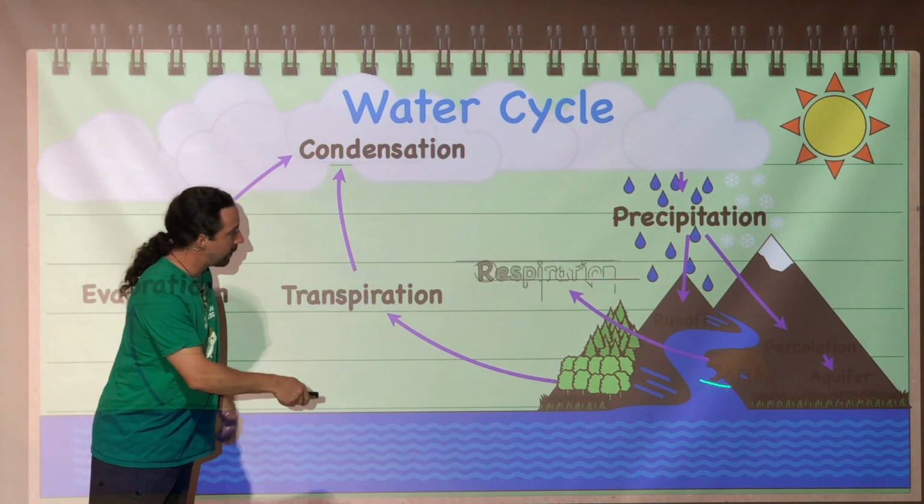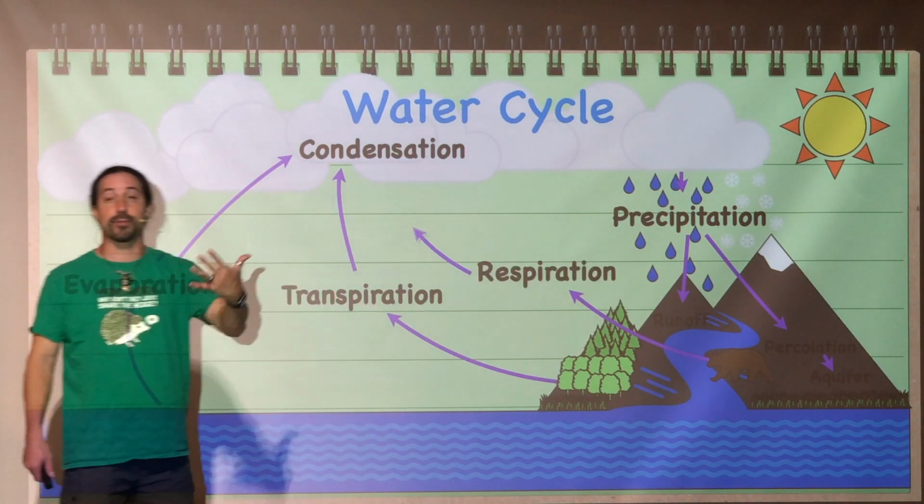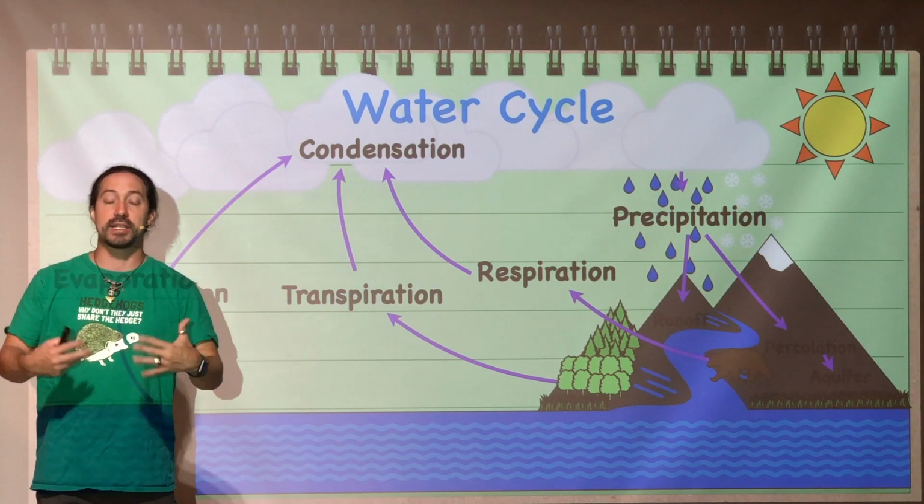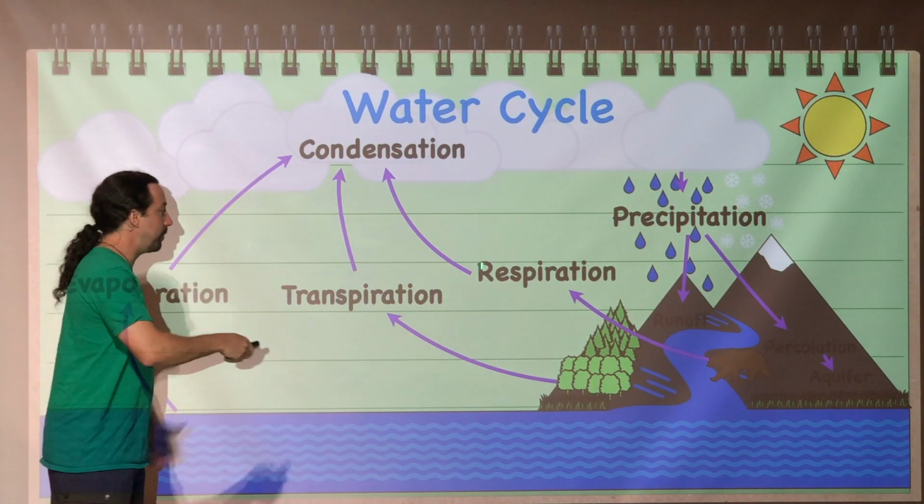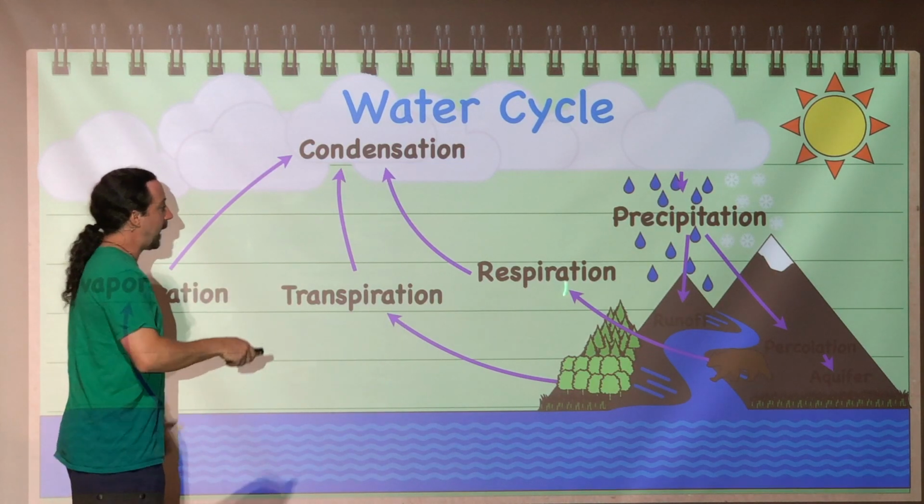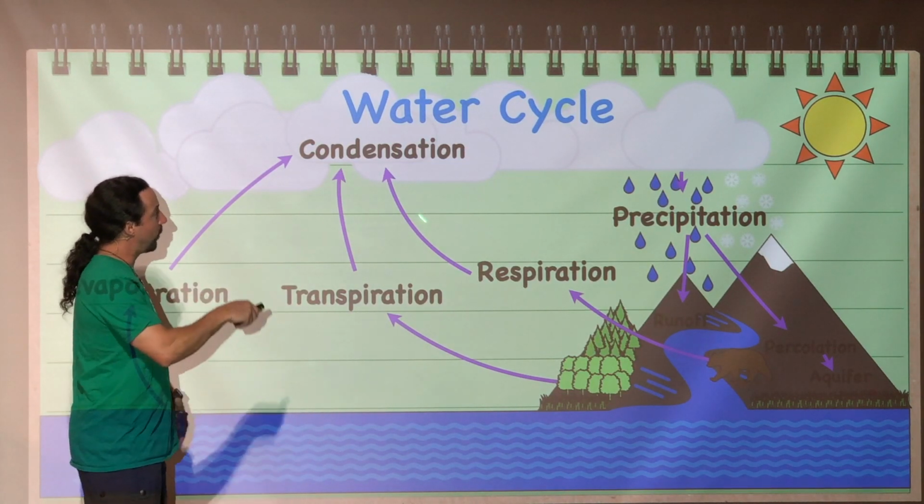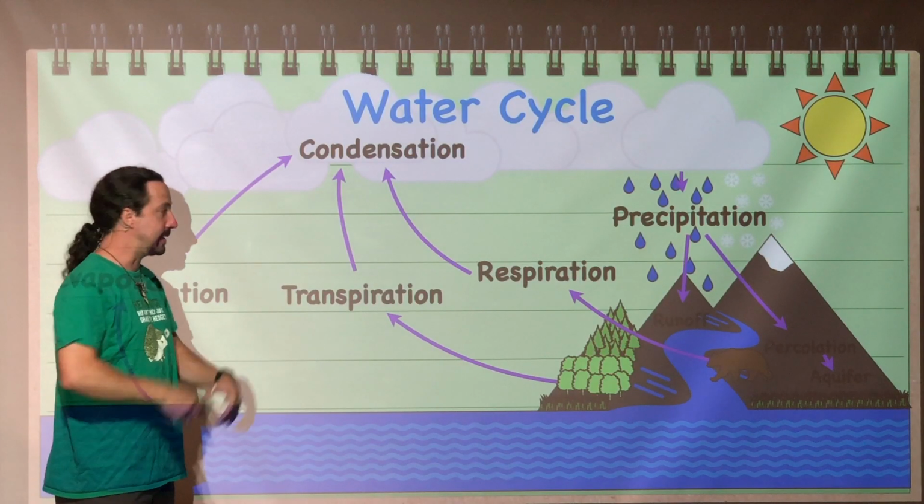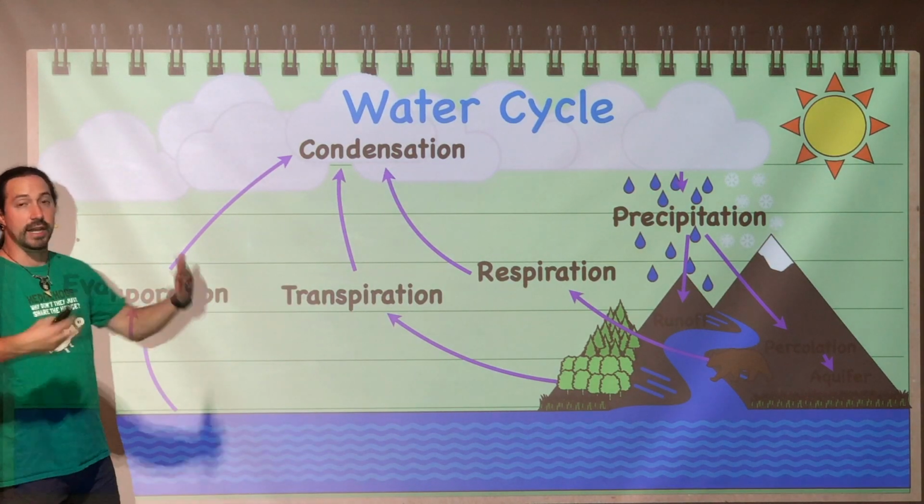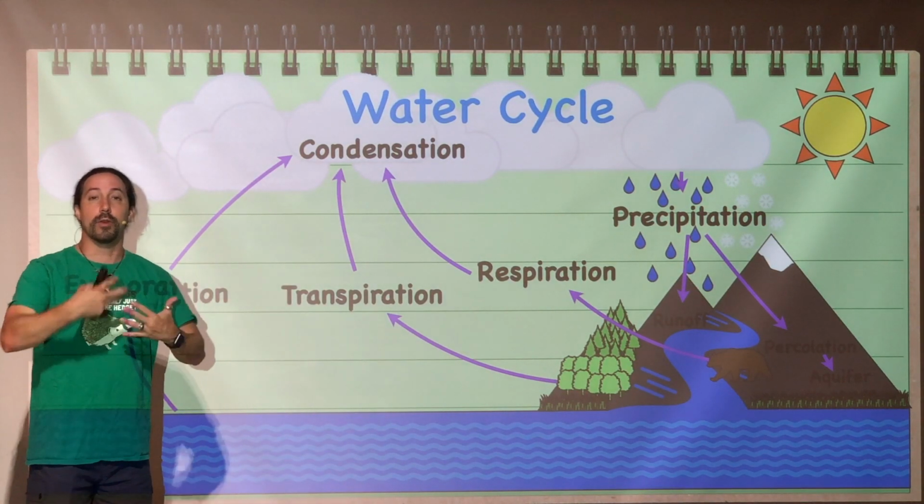Also, from animals, we have the process of respiration, where, remember, water is a product of that, and that will be exhaled by the animals, and it will again go into the atmosphere, and over time it will condense into the clouds, and then it will continuously precipitate down, and we will then go through this cycle over and over and over again.